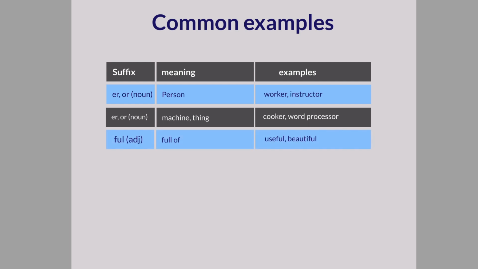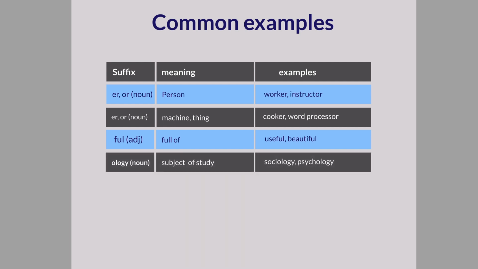The suffix ful is used to make adjectives, and it means full of. For example, useful, beautiful. The suffixes ology and ics talk about subjects of study. For example, sociology, psychology, economics, and politics.